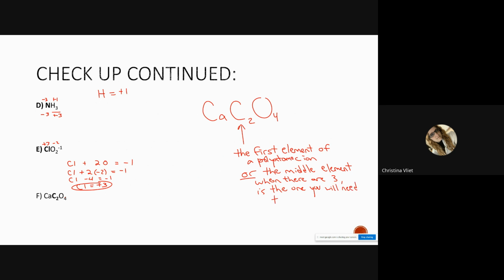Why is that? Well, we know calcium is the least electronegative, so it's going to have a positive charge. We know oxygen is the most electronegative, so it's going to have a negative charge. And so carbon falls somewhere in the middle, and you have to figure out if it gains or loses and how many it does. So, did you get it? Positive 2 is what you got for calcium?